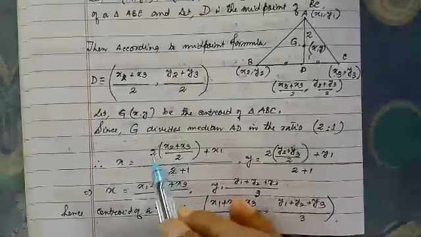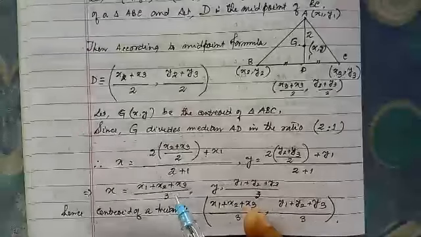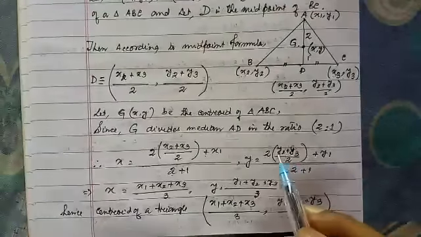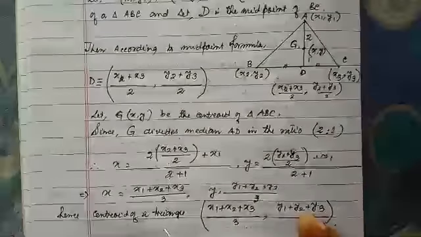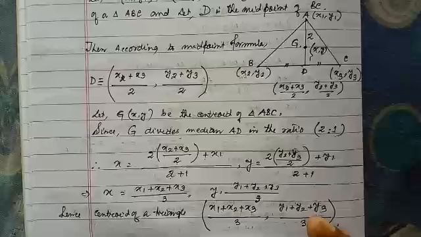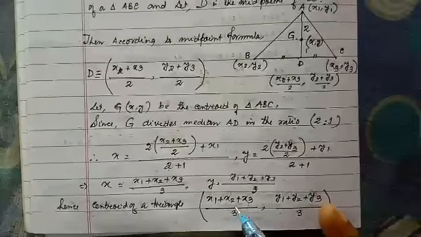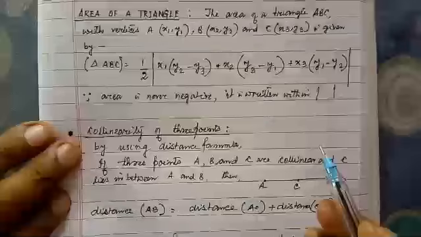Now for x, the 2 cancels, so x is (x1 plus x2 plus x3) by 3. Similarly for y, the 2 cancels, and y is (y1 plus y2 plus y3) by 2 plus 1, that is 3. So the coordinate of the centroid of the triangle is ((x1 plus x2 plus x3) by 3, (y1 plus y2 plus y3) by 3).